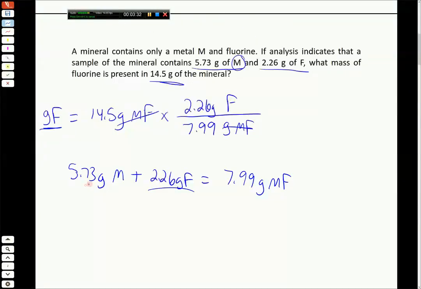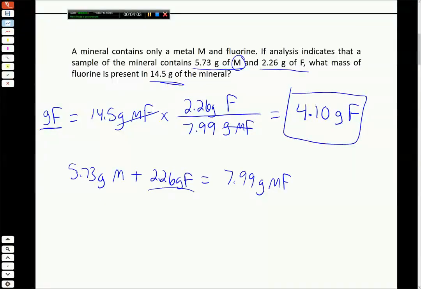Now we could have also used these numbers here, the 5.73, 2.26, and the sum of those to find mass percents or mass fractions. If you wanted to do it that way, that would have been an extra step, but it would have worked. But instead, we could just use the raw numbers that were given and use those as the numbers in our ratio. And so when we multiply this out, it's a relatively simple problem at this point, just to multiply and divide. And with this set of numbers, we would get 4.10 grams of fluorine. Okay.